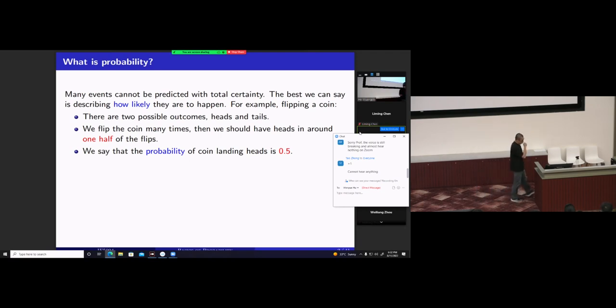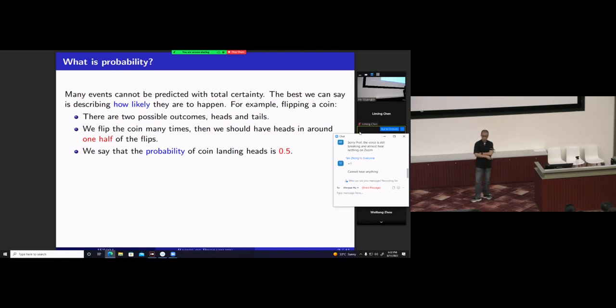Then, how can I describe or quantify such a likelihood or such uncertainty? How can I study this, right? One very intuitive idea is that even if for one flip I don't know the result, if I can flip many, many times, then intuitively I would say we should have heads in around one half of the flips.